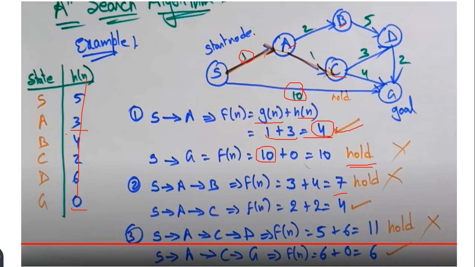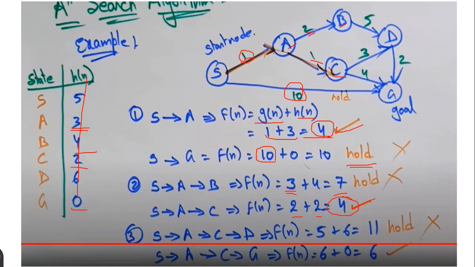Before that, you have to check S to A, which costs 1. So g of n is 1 plus 2, so I have marked 3 here, and B is 4. So 3 plus 4 equals 7. Again, you can see S, A, C. So here 1 plus 2 is 3, and 2 is here. So 2 plus 2, the answer is 4. I have to choose this path.